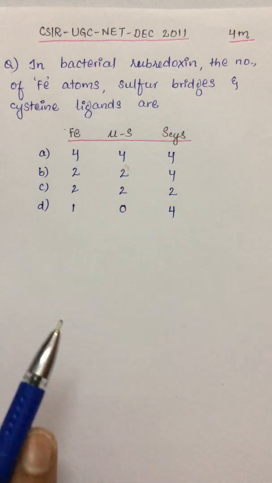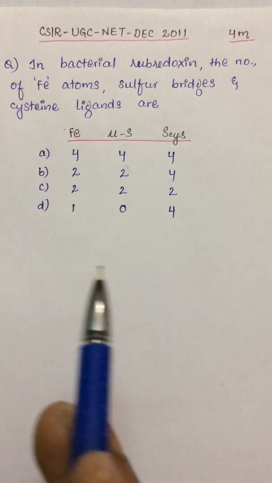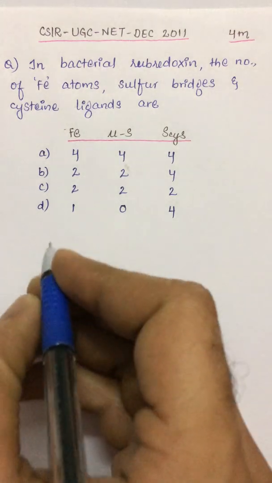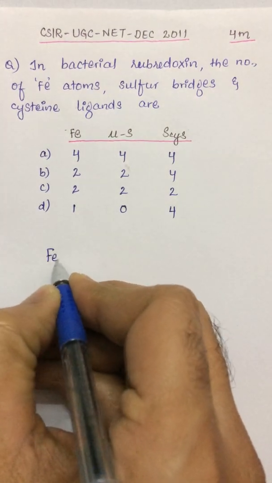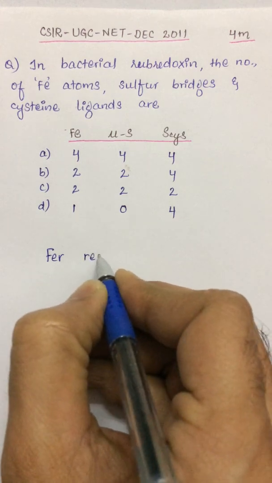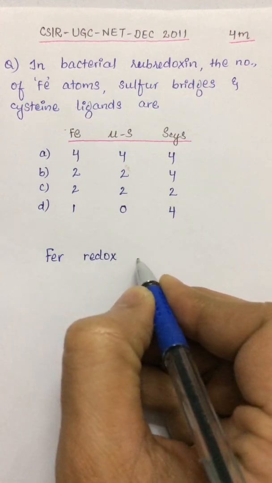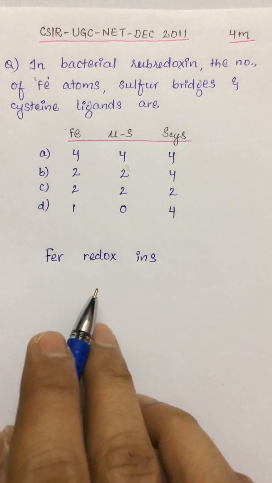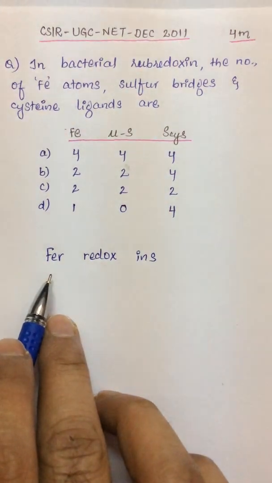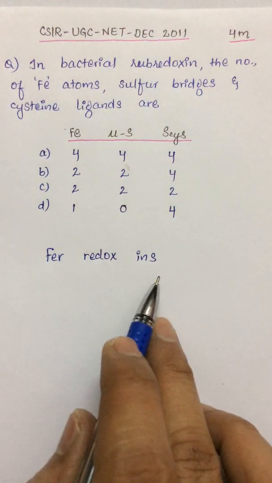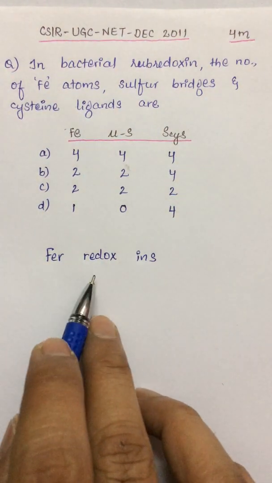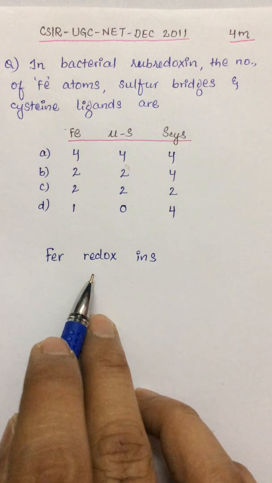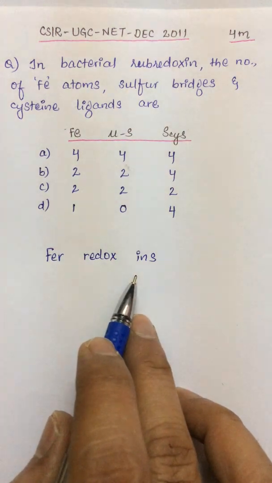The general name given for these iron sulfur proteins which carry electrons is ferredoxins. I am writing the name by breaking it. Ferredoxins are iron sulfur containing proteins. It is broken down into fer, redox, ins. Fer refers to iron, redox refers to reduction and oxidation, and ins refer to proteins.